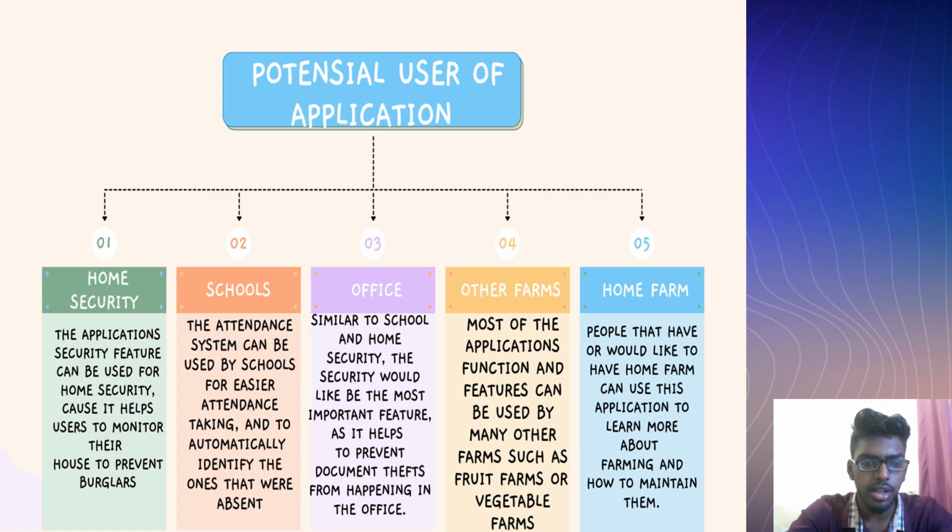The fifth potential user will be the home farm. People that have or would like to have a home farm can use this application to learn more about farming and how to maintain them. They can also use the quality checker feature to check whether the fruits are fresh or spoiled.